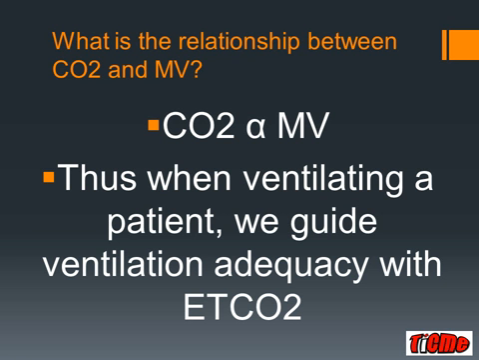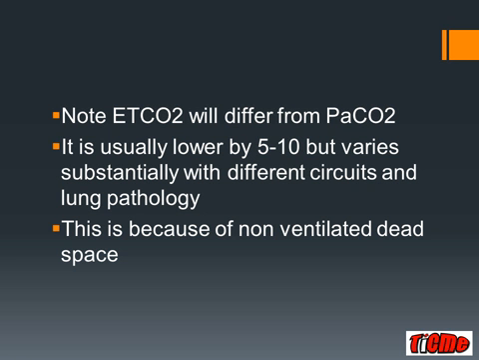Thus, when we're ventilating a patient, we have to become the patient's medulla. And we use the end tidal CO2 number to guide the patient's ventilation adequacy. Remember that the end tidal carbon dioxide will differ from the arterial carbon dioxide. It's usually lower by about 5 to 10 centimeters of water, but it varies substantially with different ventilator circuits and different sorts of lung pathology. And this is because of non-ventilated dead space.